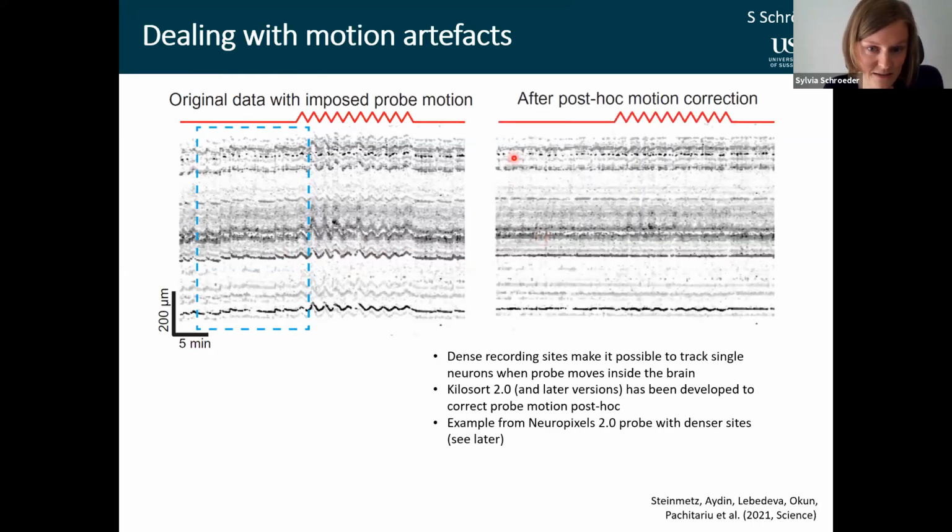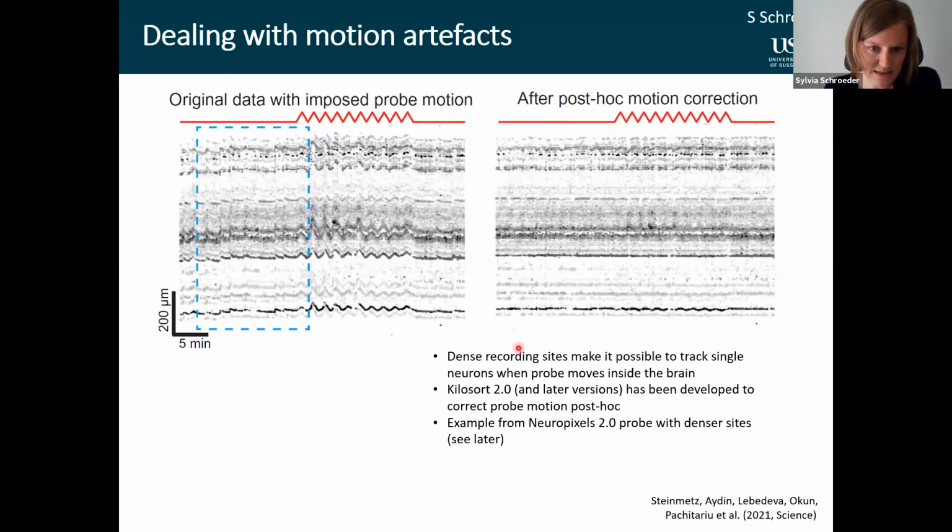After the correction, the data look like that. And once it's corrected like this, the spike sorting and identification of single neurons becomes much easier. This is possible because the recording sites are so dense on the Neuropixel probes, and because someone very clever, Marius Pachitariu, developed this algorithm called KiloSort 2.0, and later versions, that can correct for these motion artifacts.